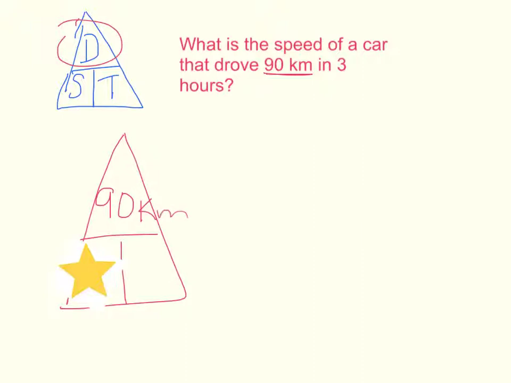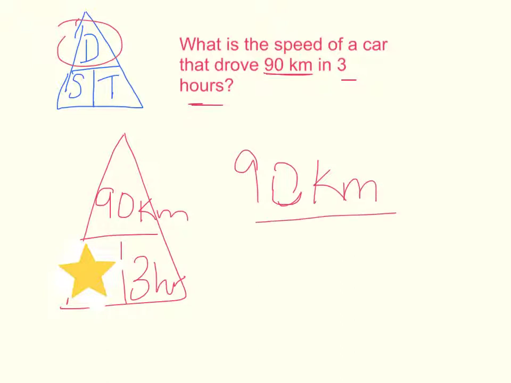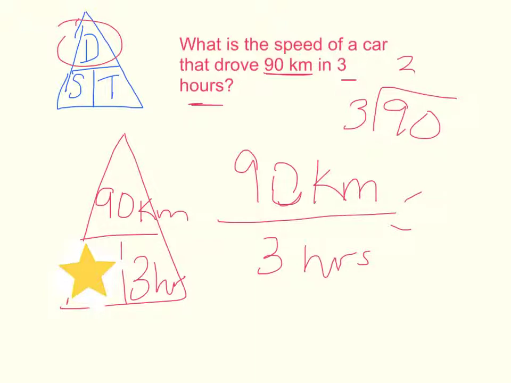90 kilometers in 3 hours, and so there's where the 3 hours are. When I covered up the speed, what I have left is 90 kilometers over 3 hours. I'm sorry that my pen's just terrible. And when I do the math, I'm going to take 3, give myself a space over here. 3 goes into 9 3 times.